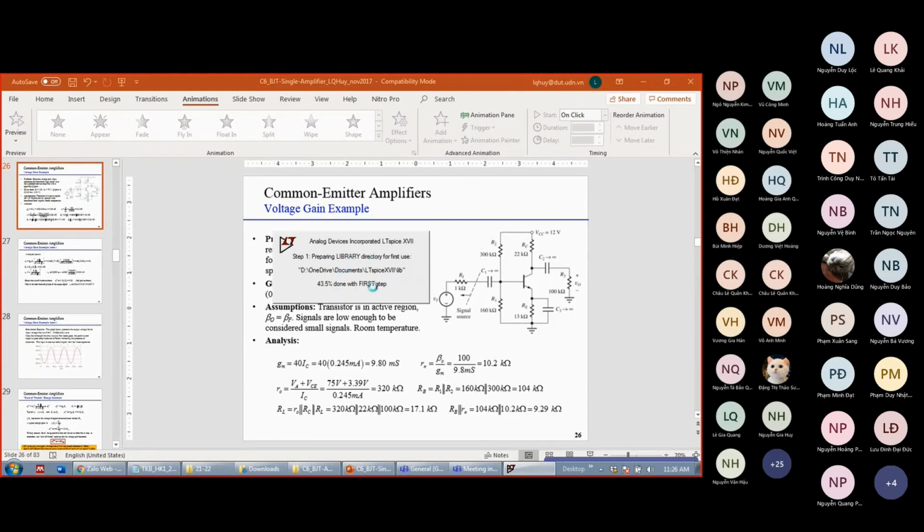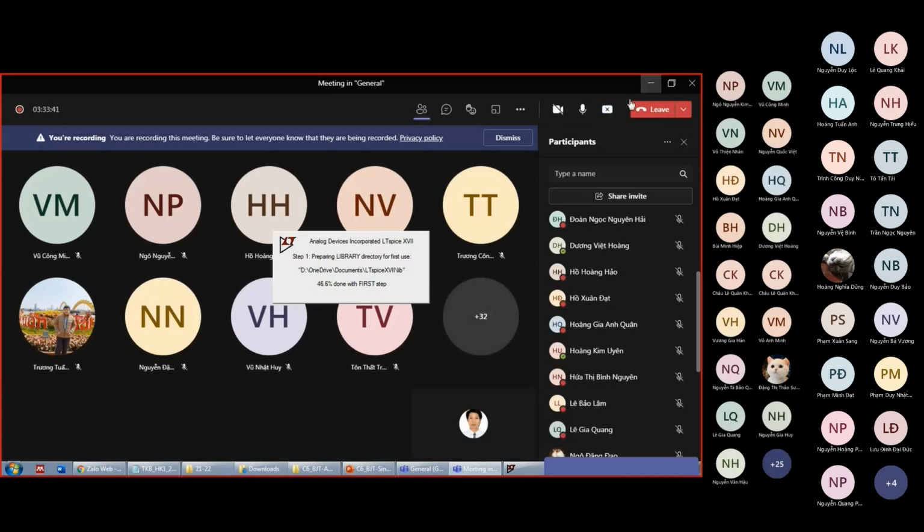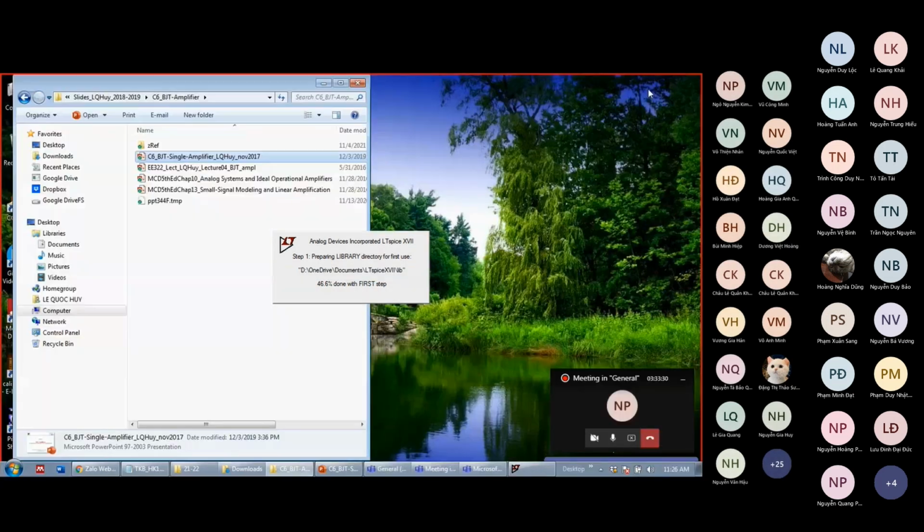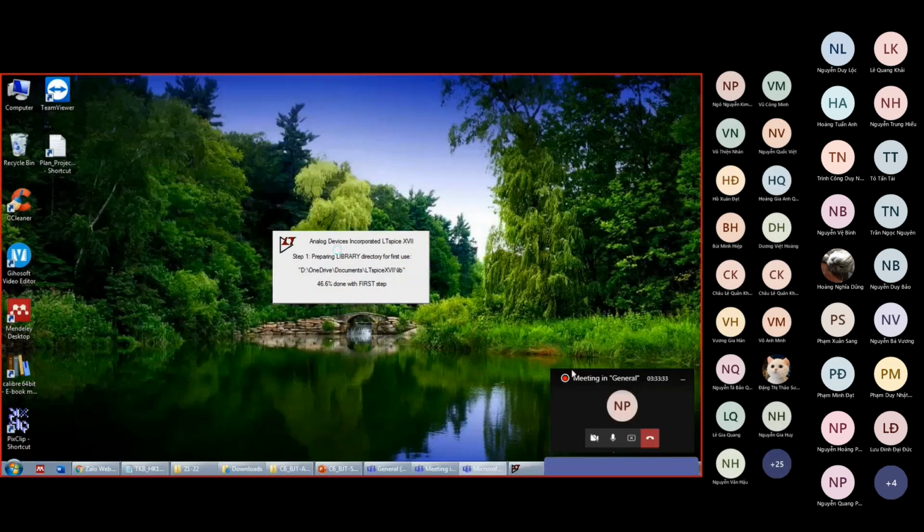So I'm opening LTSpice. Normally it should be very quick, but I don't know why. It's updating the program maybe. Preparing library.